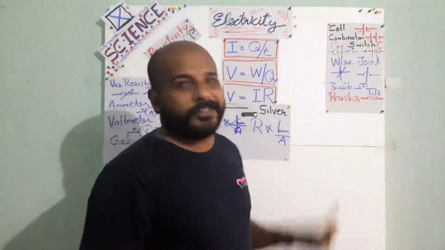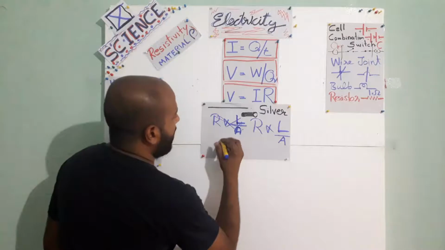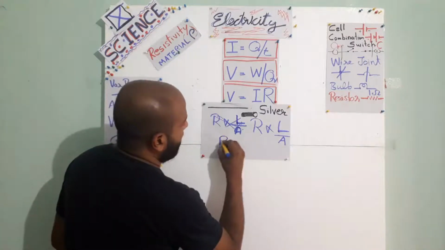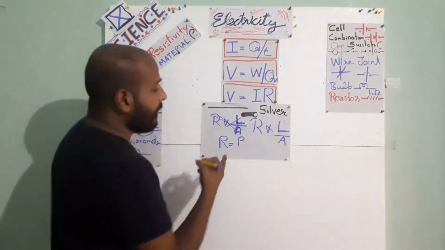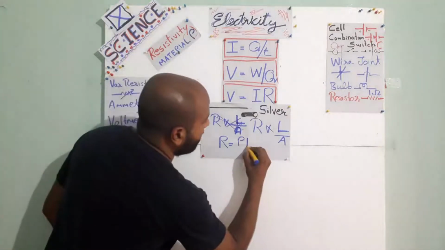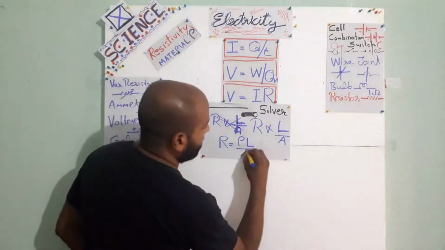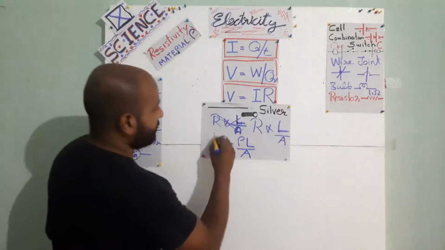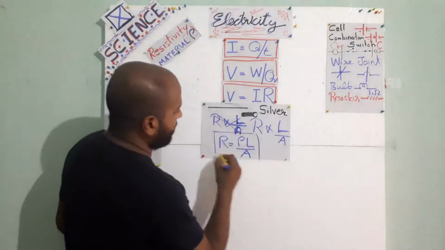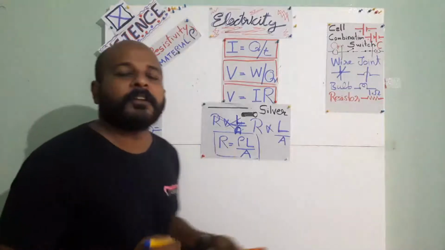And that proportionality constant in this case is called as what? Resistivity. So R is equal to rho L by A. Rho is the symbol of resistivity. L means length in meter, and A is what? Area. This is the equation for resistivity. Understand?